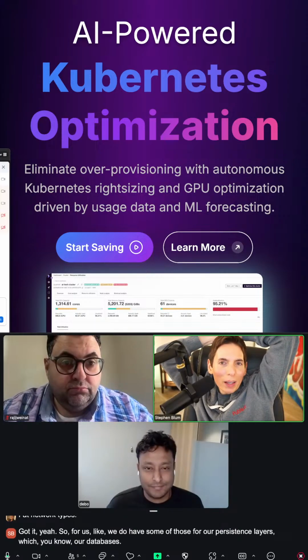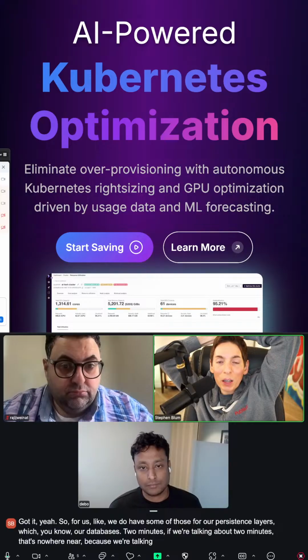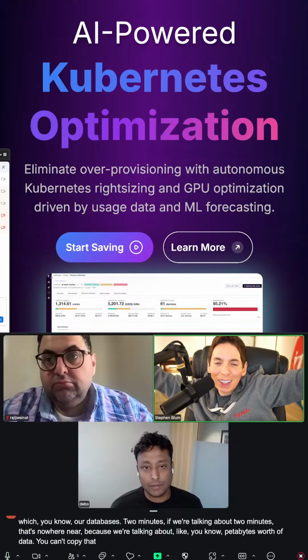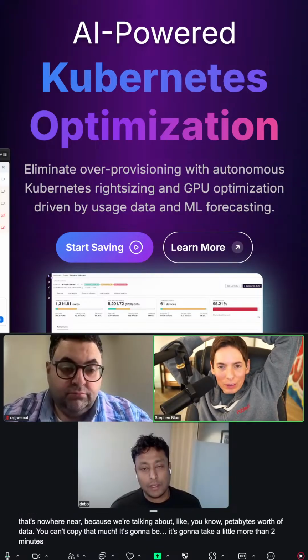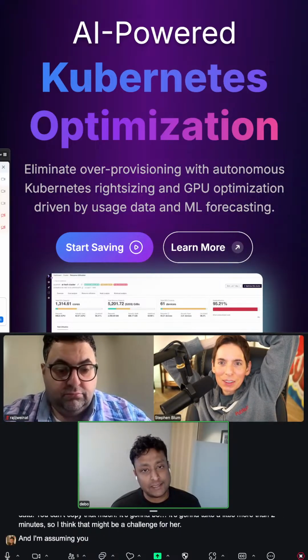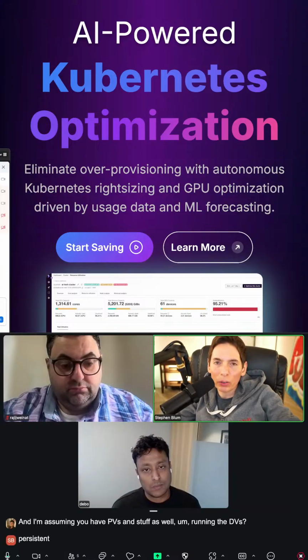If we're talking about 2 minutes, that's nowhere near, because we're talking about petabytes worth of data. You can't copy that much data. It's going to take a little more than 2 minutes. So I think that might be a challenge. And I'm assuming you have PVs and stuff as well, running the DBs. Persistent volumes, yes.